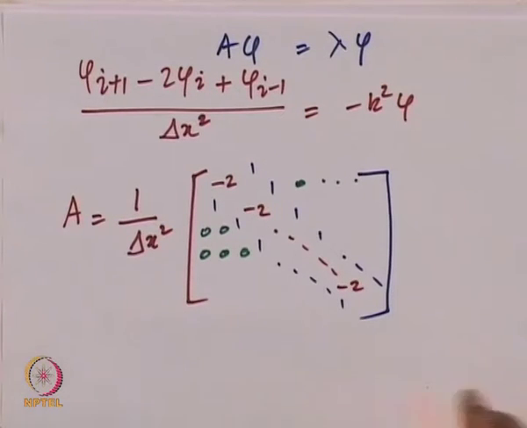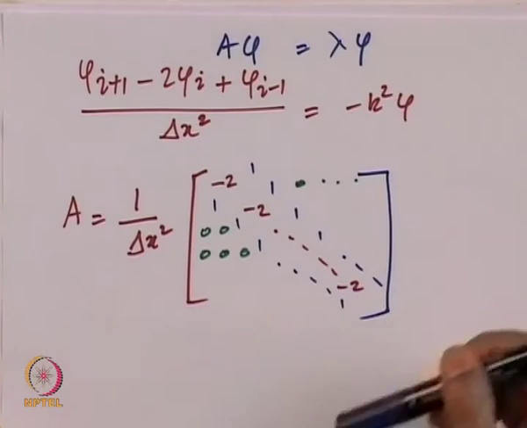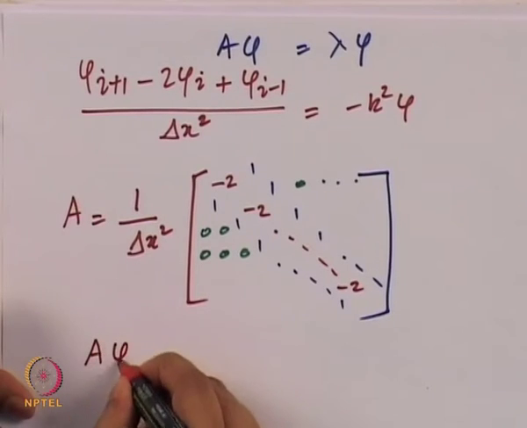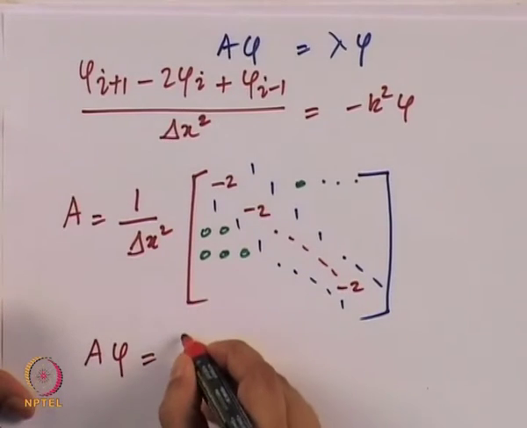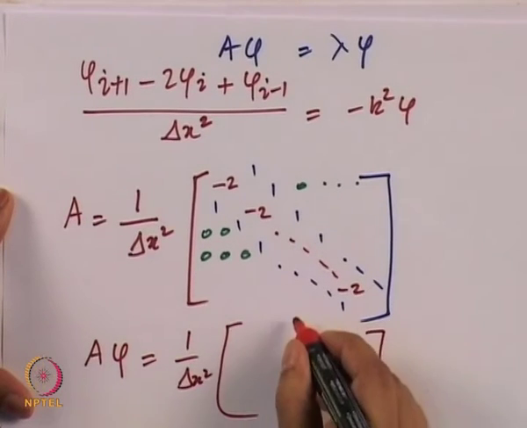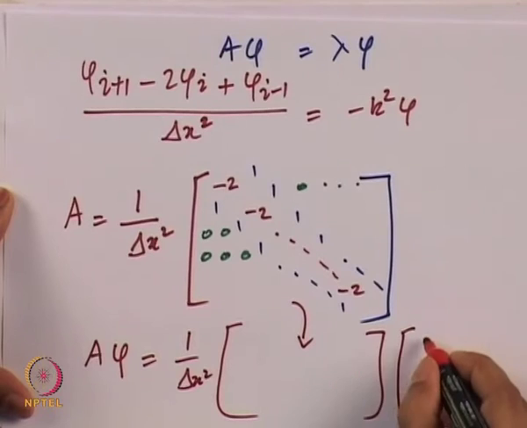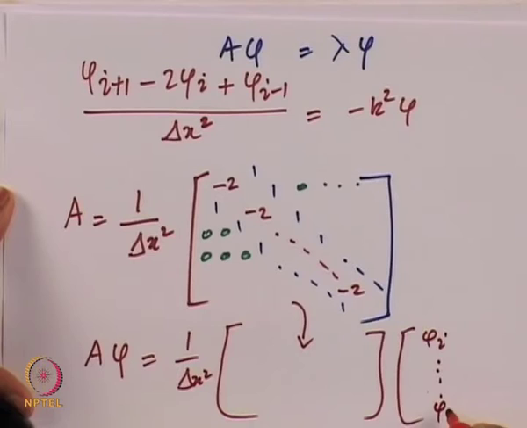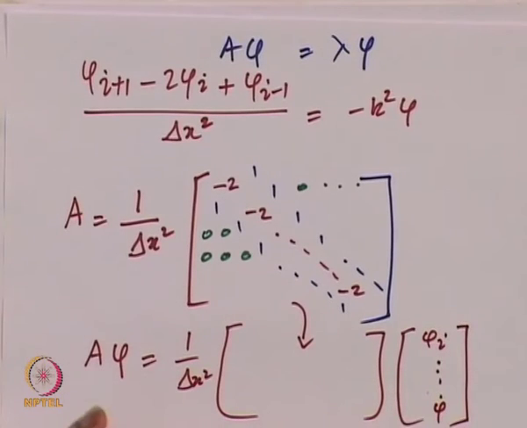And when you write in this manner, what you get is a series of equations, and of course when you multiply A times phi, what you see is this particular equation, 1 by del x square, and this particular equation like the way we have written, and we have phi I, so on and so forth until phi. So these are the phis. So this is the way we are going to understand this particular problem in the discrete space.